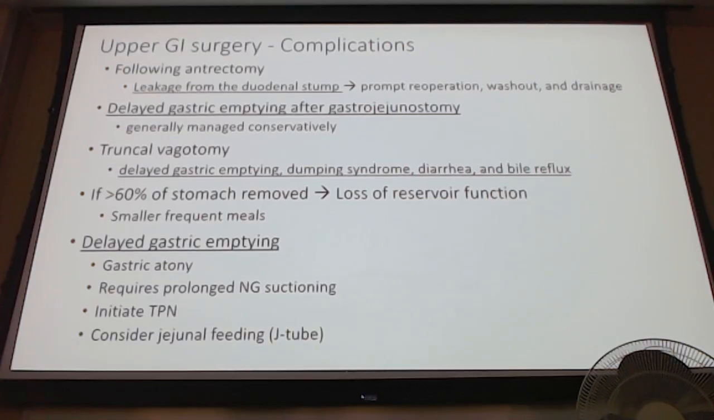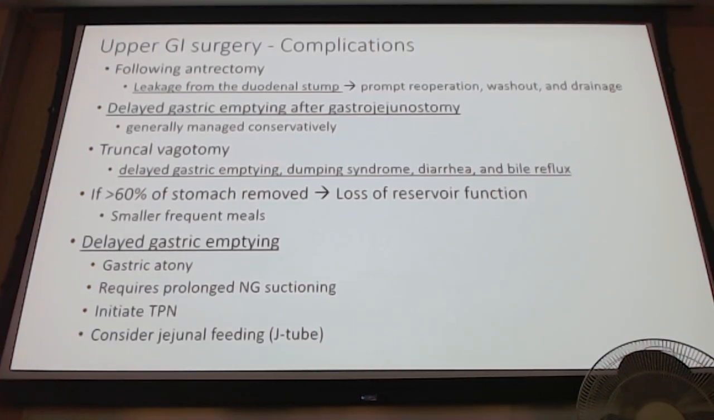Basically, we take out part of the jejunum and we put the jejunum up to the gastric. So we basically limit the duodenum altogether. Sometimes that can cause delayed gastric emptying. Most of the time it's medically managed. When we do the truncal vagotomy, we can have delayed gastric emptying, dumping syndrome, diarrhea, bile reflux.